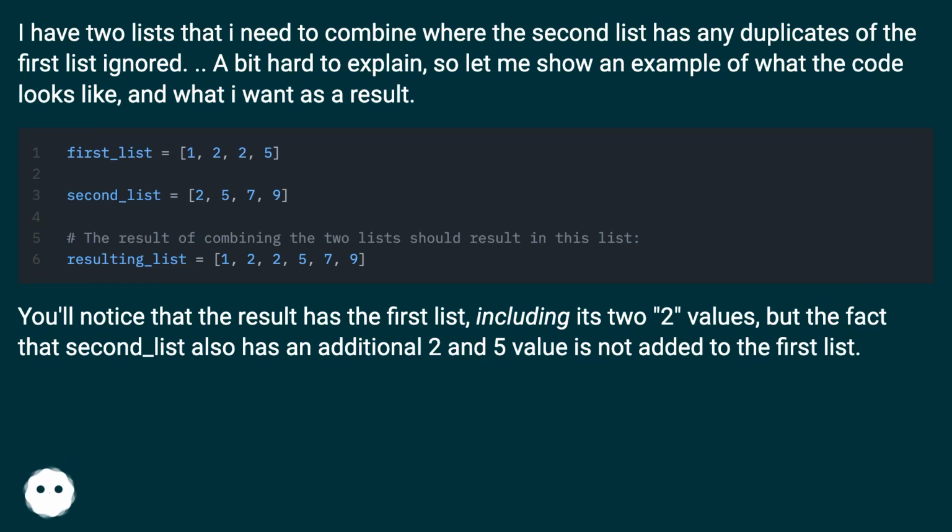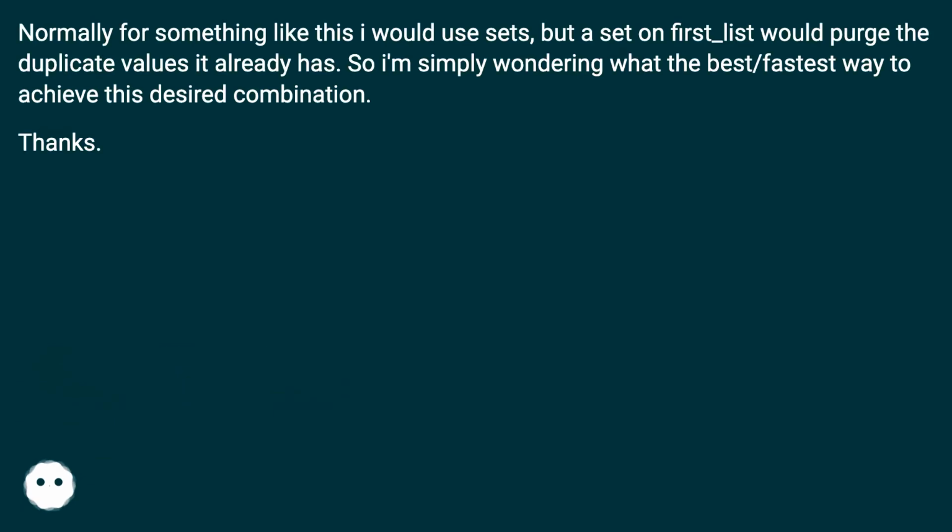You notice that the result has the first list, including its two values, but the fact that second_list also has an additional 2 and 5 value is not added to the first list. Normally for something like this I would use sets, but a set on first_list would purge the duplicate values it already has. So I'm simply wondering what the best/fastest way is to achieve this desired combination. Thanks.